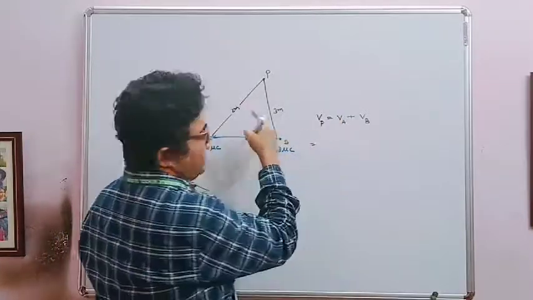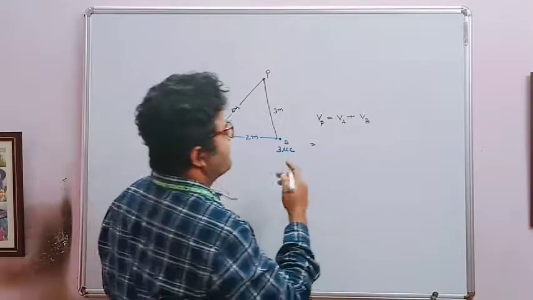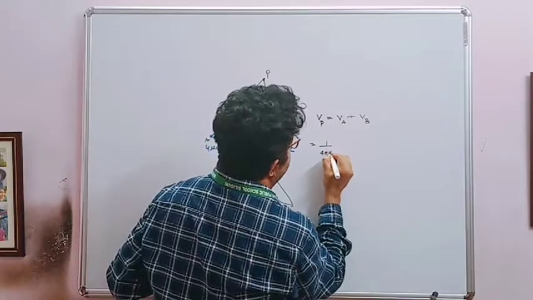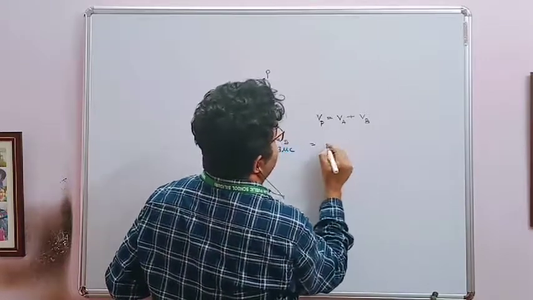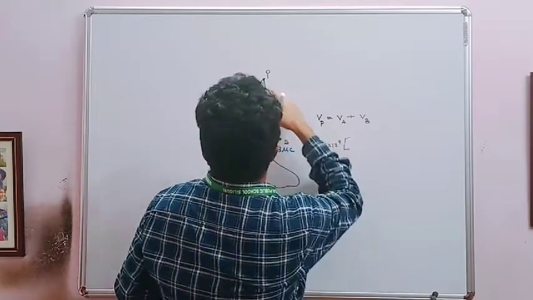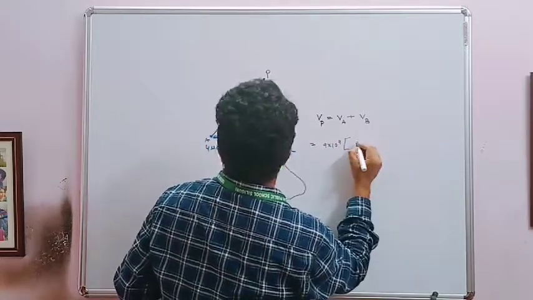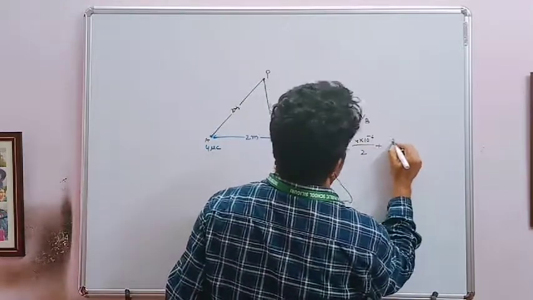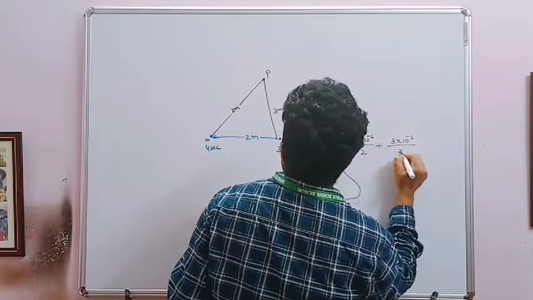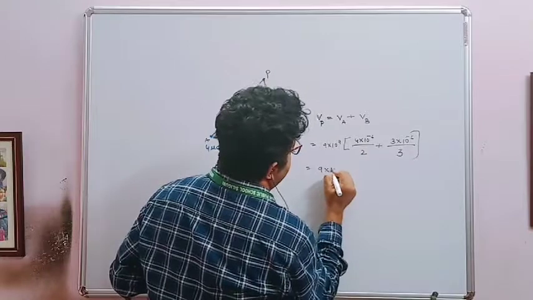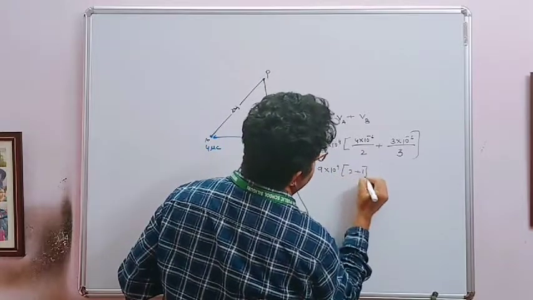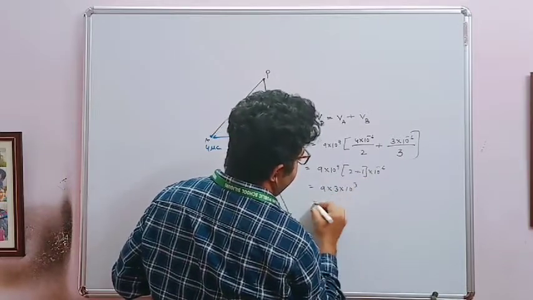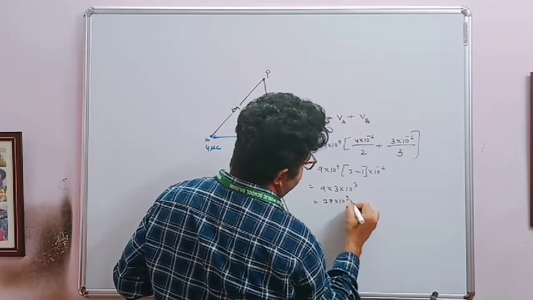Now if you know the distance, I'm just giving it randomly. 1 by 4 pi epsilon naught, or you can put the direct value 9 into 10 to the power 9, times 4 into 10 to the power minus 6 by distance 2, plus 3 into 10 to the power minus 6 by distance 3. So now you understand, 9 into 10 to the power 9, 2 plus 1 into 10 to the power minus 6. So you have 9 into 3 into 10 to the power 3, 27 into 10 to the power 3 volt. So this is your answer.